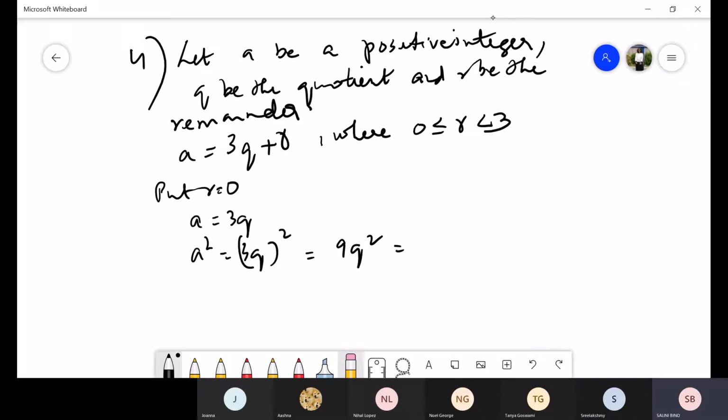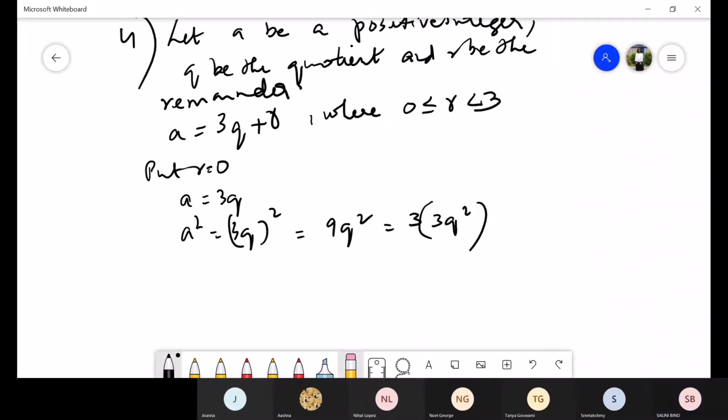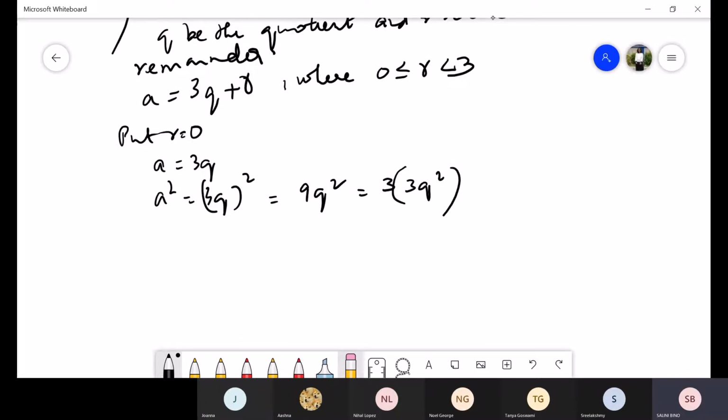So I'll take 3 as a common factor. When I take 3 outside, it will be 3 into 3q square. I'm trying to express it as 3m or 3m plus 1. So here I can write it as 3 into 3q square, where we can take 3q square as m. So this is equal to 3m, where m equal to 3q square. Understood? That was r equal to 0.